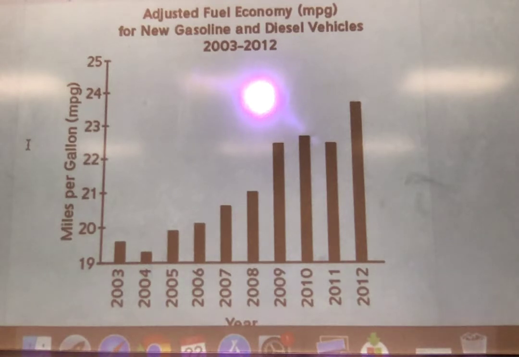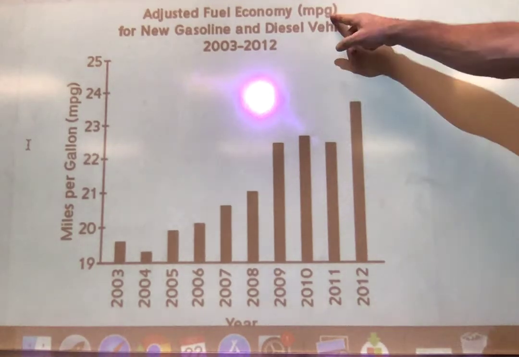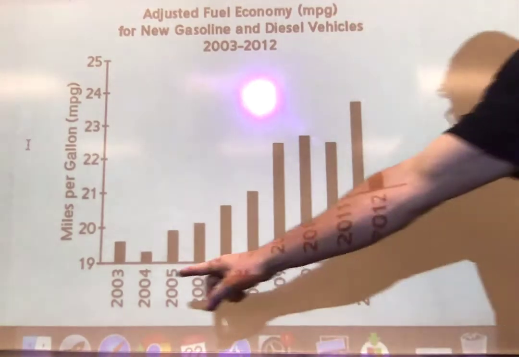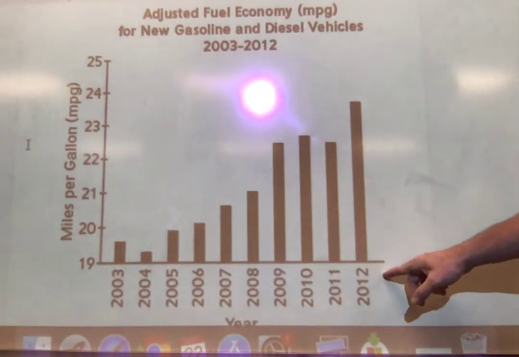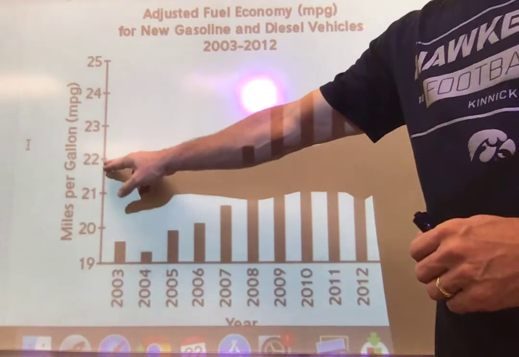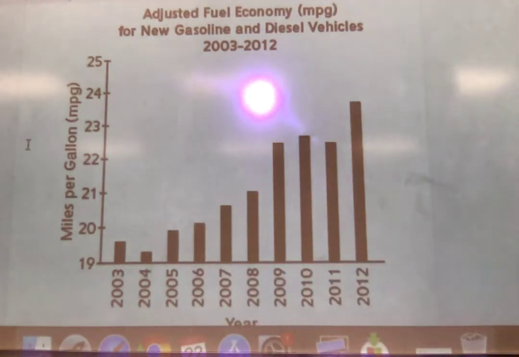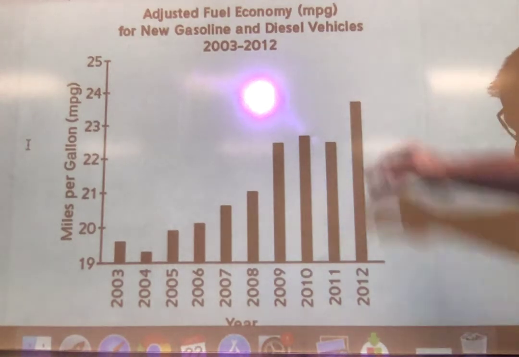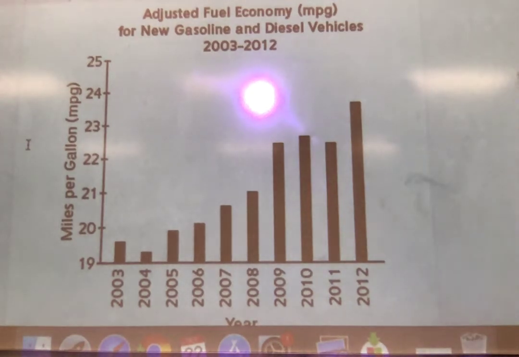Okay, so again, we should always start by studying what we're seeing here. The fuel economy here, miles per gallon, for some vehicles starting in 2003 going all the way to 2012. And we've got our miles per gallon. It looks like the scale is going by ones. Okay, we know when we do that, it can really look drastic. It can look like there's a lot more change than there actually is because that scale is going by ones.